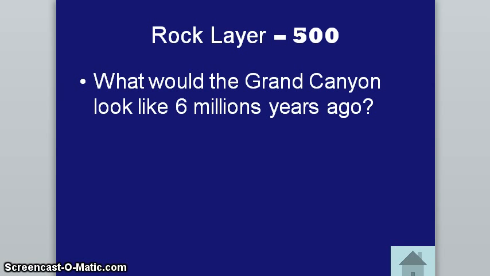What would the Grand Canyon look like 6 million years ago? It would be a flat plateau. The Grand Canyon is only about 5.5 million years old, so 6 million years ago it would be a flat plateau. If we go back just a few million years, say 2 or 3 million years, the Grand Canyon would be shallower and narrower, but 6 million years ago it would be a flat plateau.